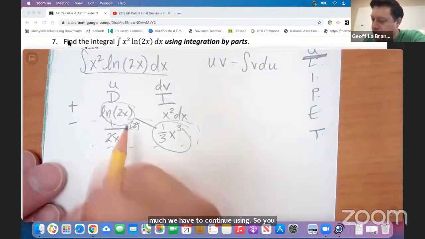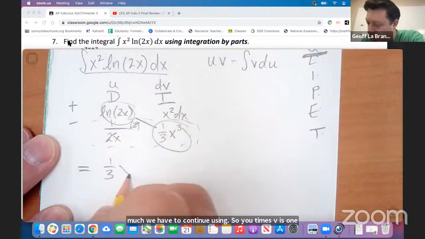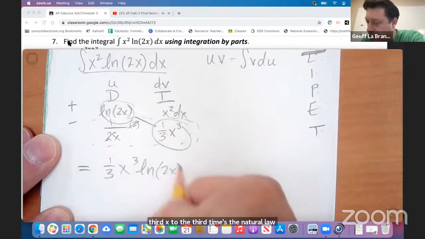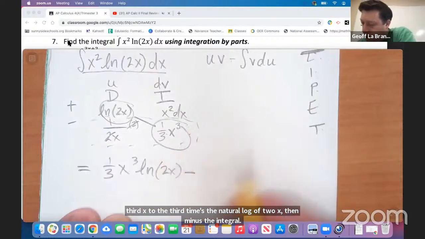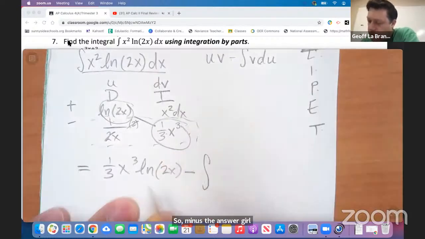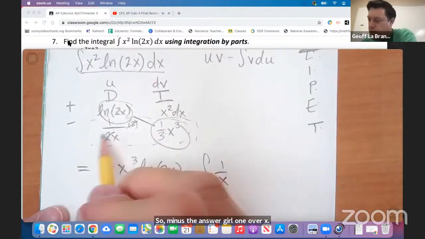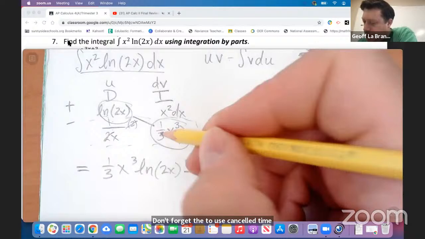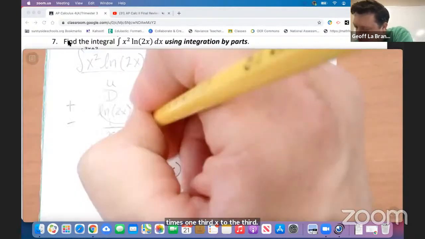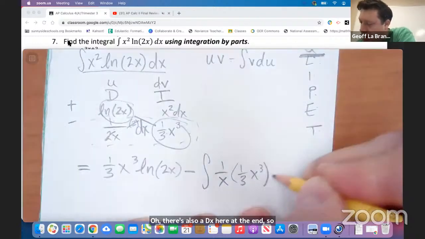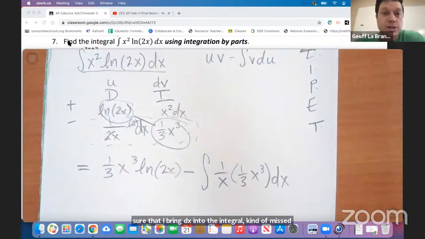So U times V is 1/3 x to the third times the natural log of 2x. Then minus the integral, so minus the integral 1 over x, don't forget the 2's canceled, times 1/3 x to the third. Oh, there's also a dx here at the end, so I need to make sure that I bring dx into the integral. Kind of missed that point if you don't catch that along the way. I'm glad I mentioned it now.